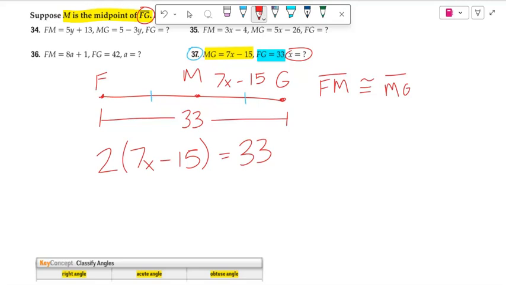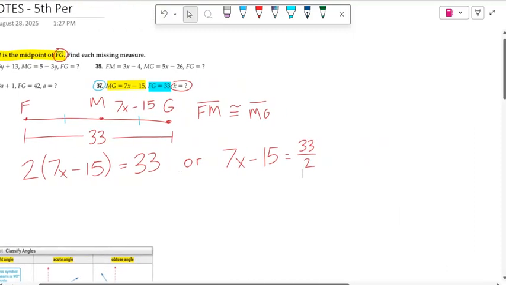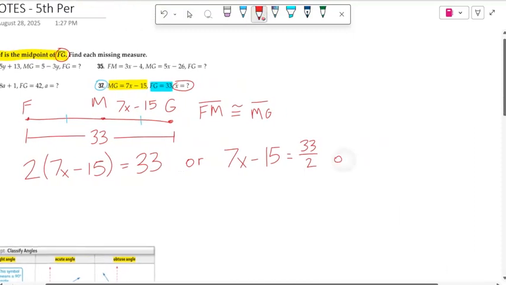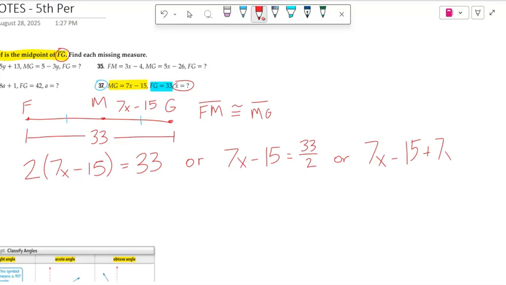Hutton, go ahead. You can take 7x minus 15, and so you would divide 33, which would be 16.5, and that's what you would equal. Divide 33 by what? 2. There we go. So if we cut 33 in half, we should get the segment MG, which is 7x minus 15. Okay, Lee, did you have another one? No. Okay, and I'll just go ahead and write this off to the right also. It's the same thing that Michael said, but this is how we did it in first period. 7x minus 15 plus 7x minus 15 equals 33.